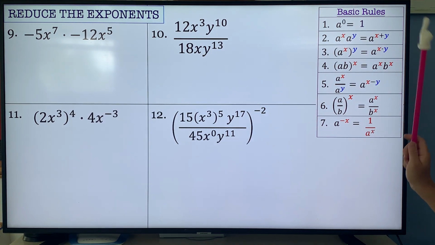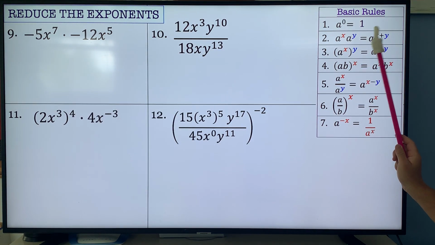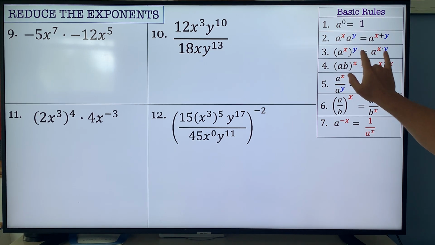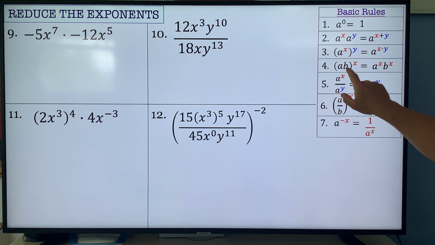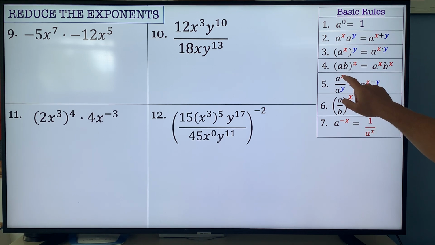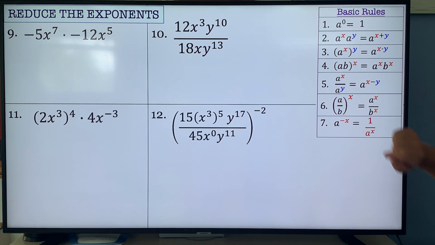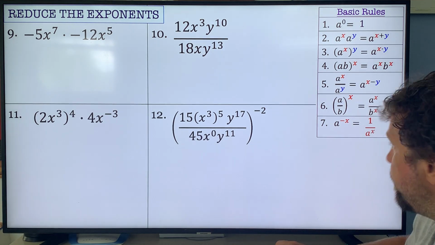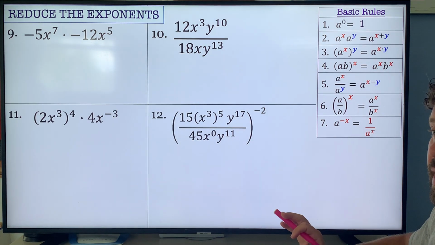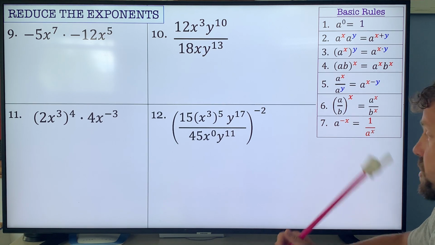Any exponent to the 0 power is 1. When you multiply things with the same base, add their exponents together. When you raise an exponent to a power, you multiply the two. If you have two different functions and they're both raised to a power, you could raise each one of those individual functions to that power. When you divide exponents that have the same bases, you subtract. When you raise a fraction to a power, you raise the numerator and denominator both to that power. When you raise a fraction to a negative power, it's 1 divided by that.